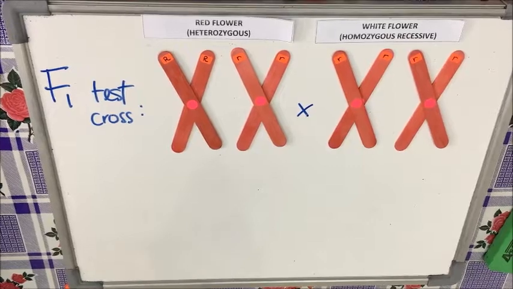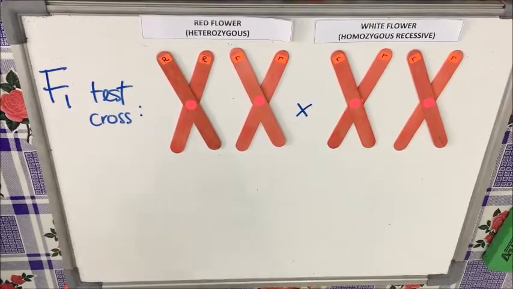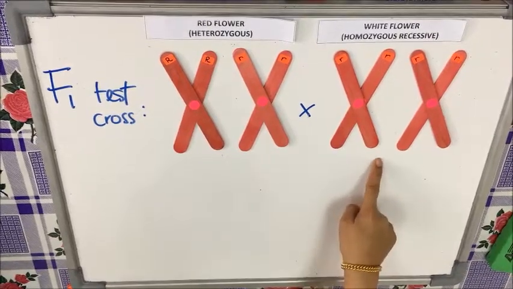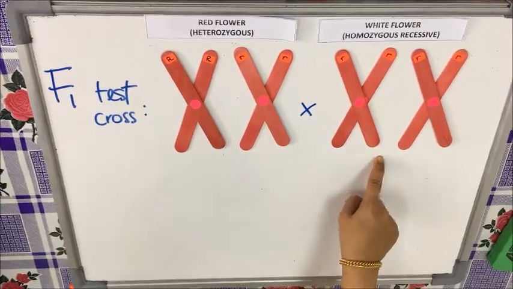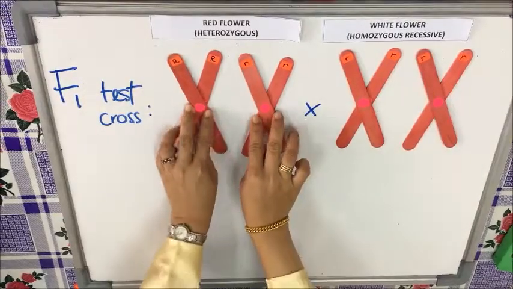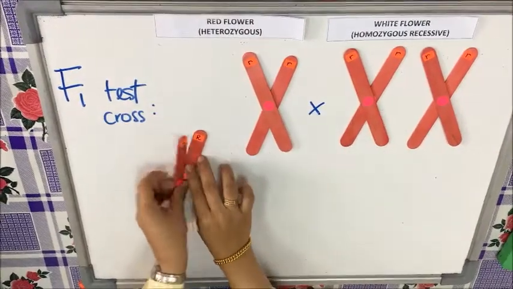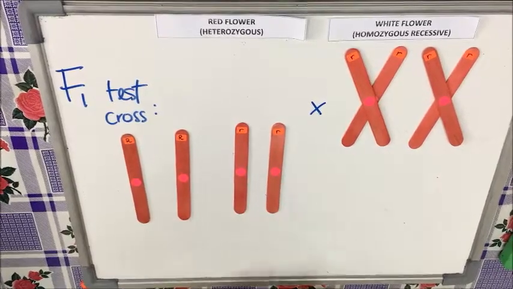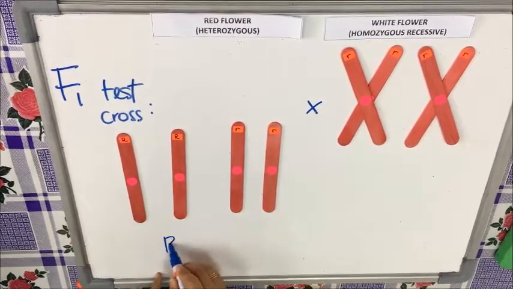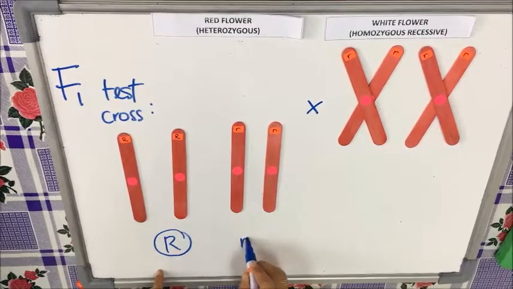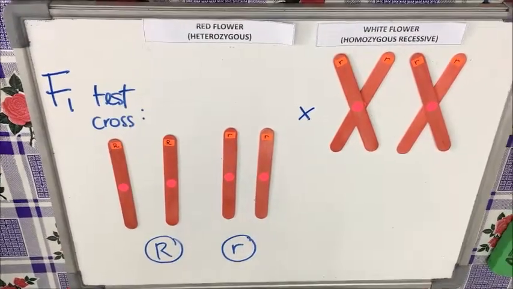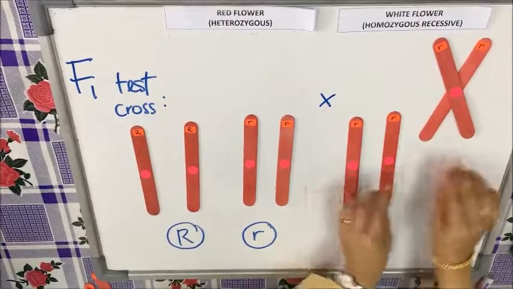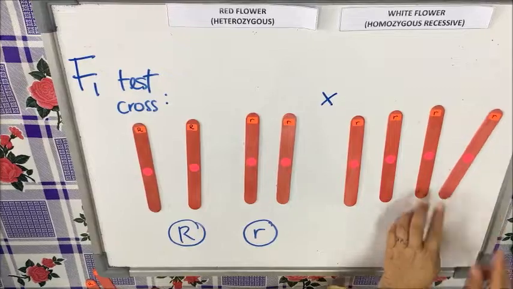For a monohybrid test cross, the F1 offspring will cross with a homozygous recessive. At the end of meiosis, one parent will produce two types of gametes, capital letter R and small letter r, while the other parent only produces one type of gamete, small letter r.